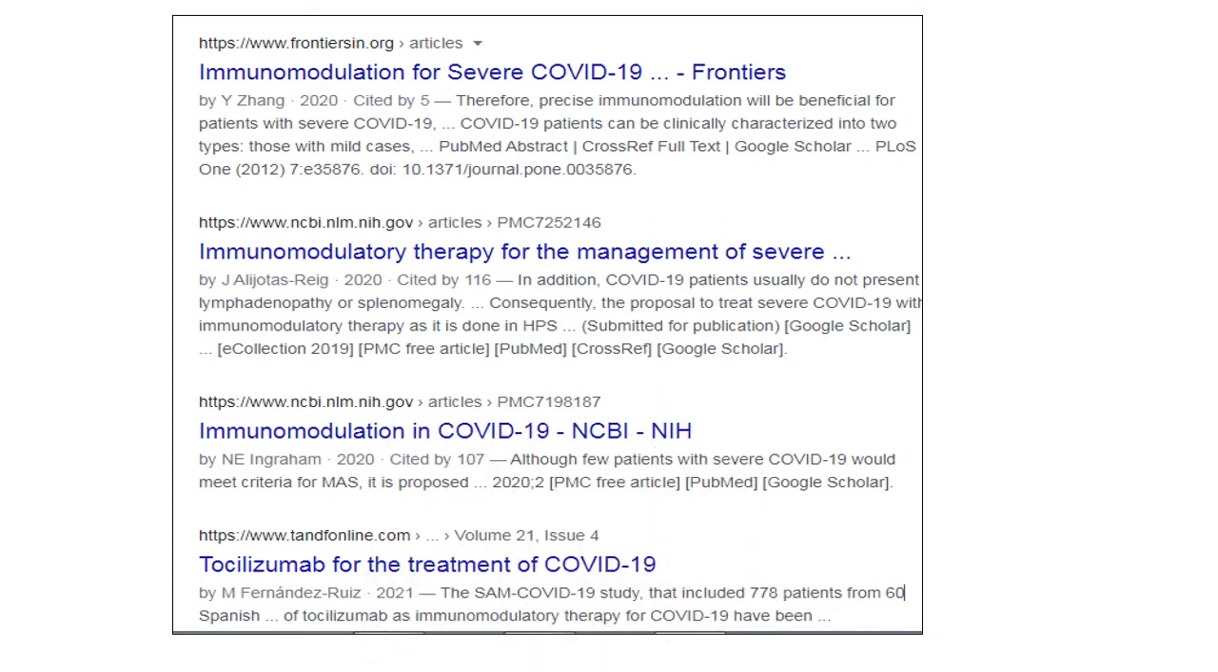Here are some articles about immunomodulation for severe COVID-19 treatment. I think it's very important to have an idea about details of these articles and how COVID-19 patients were treated by using immunomodulatory therapy.